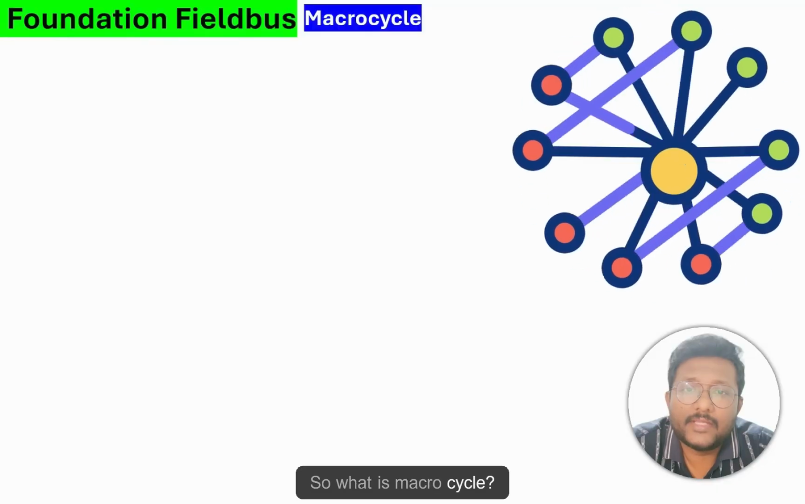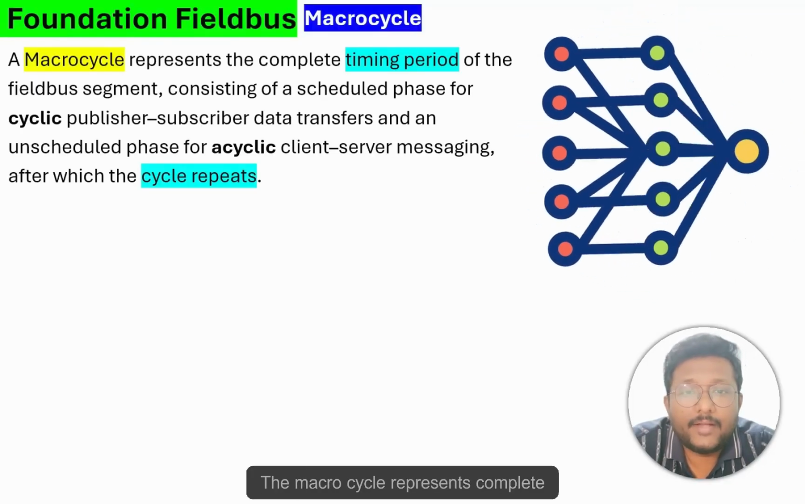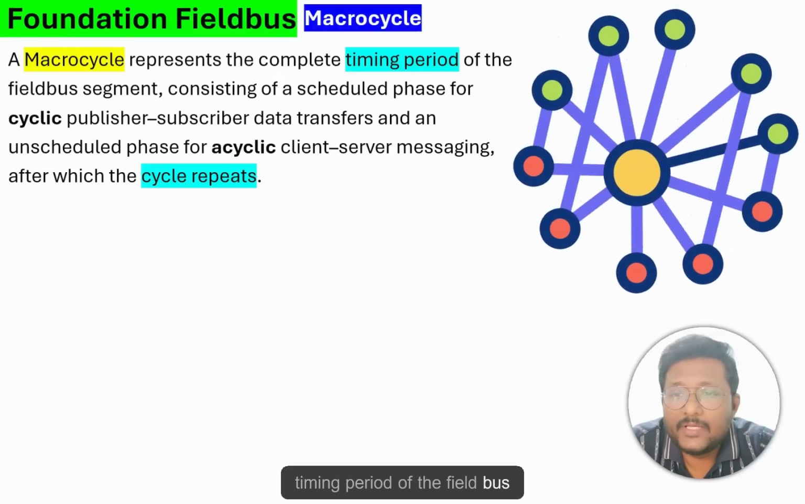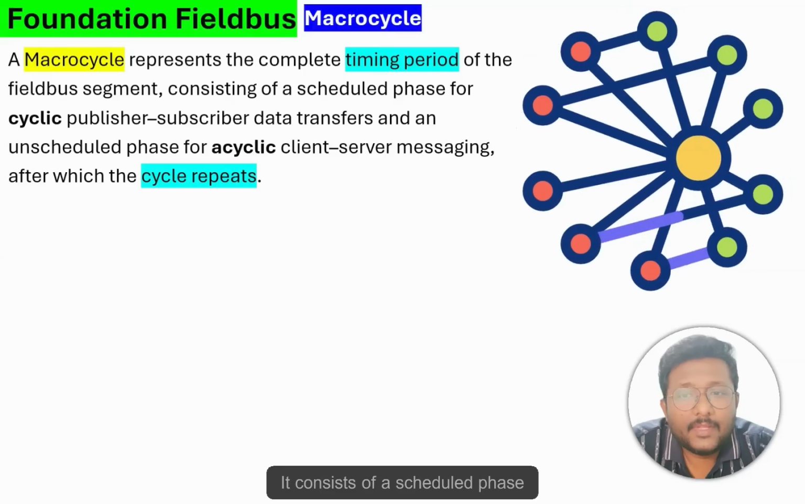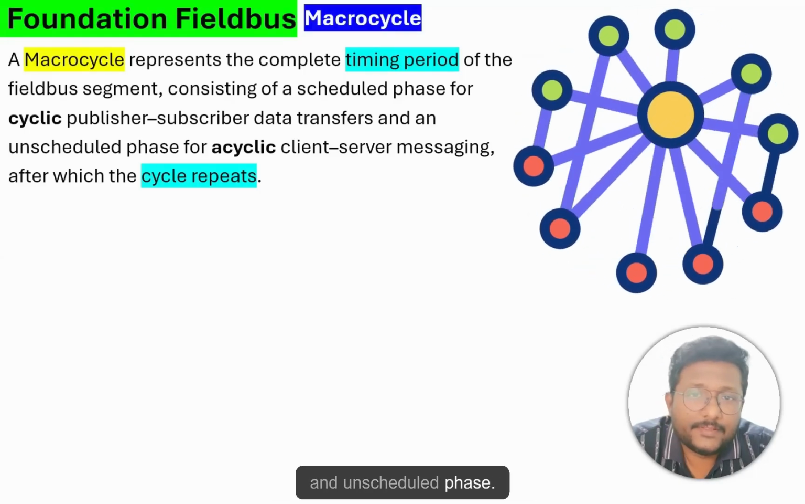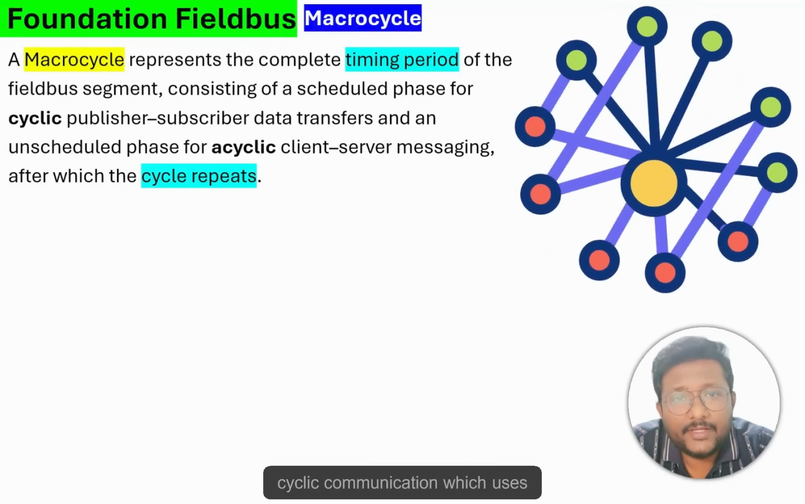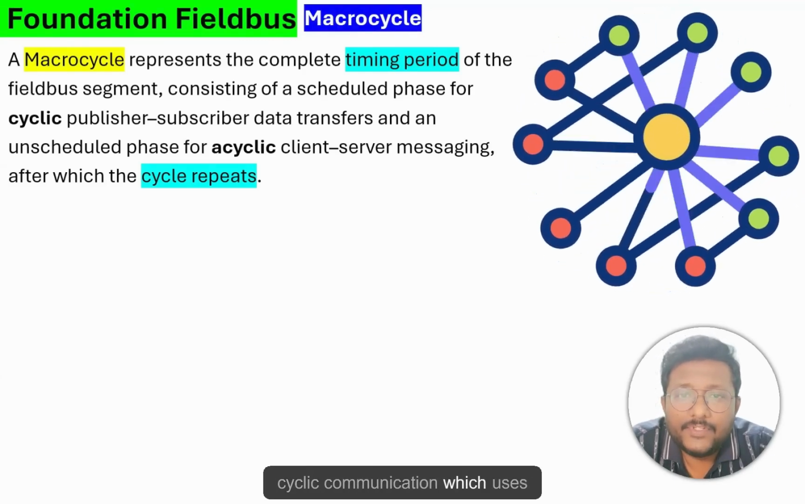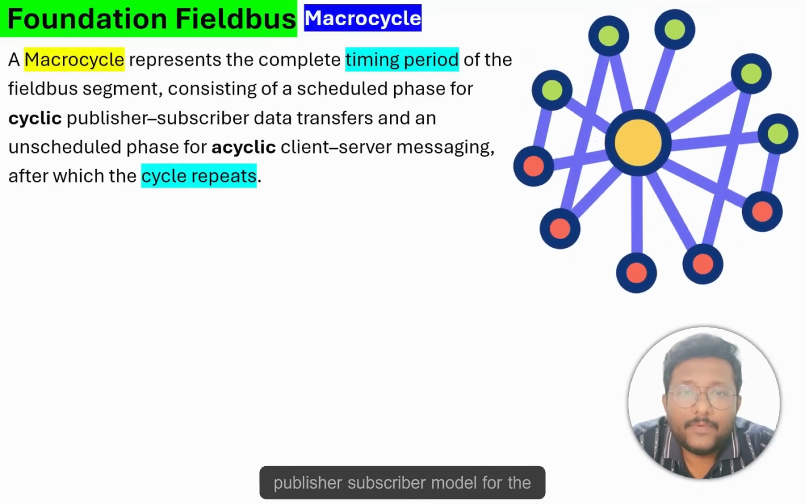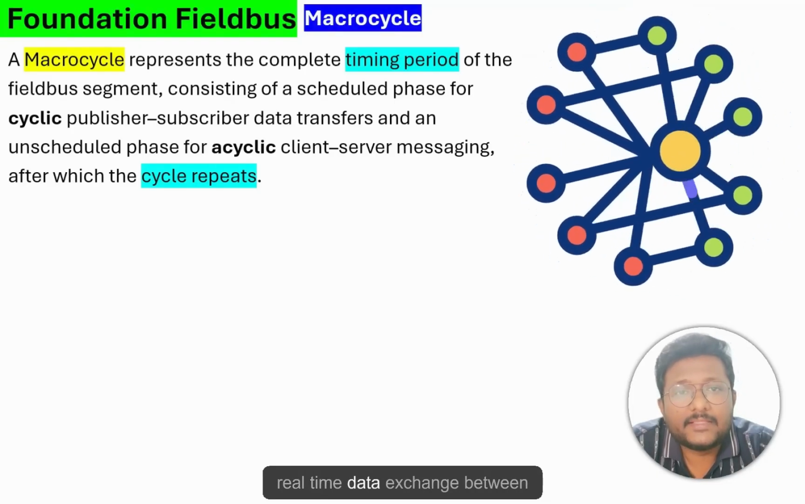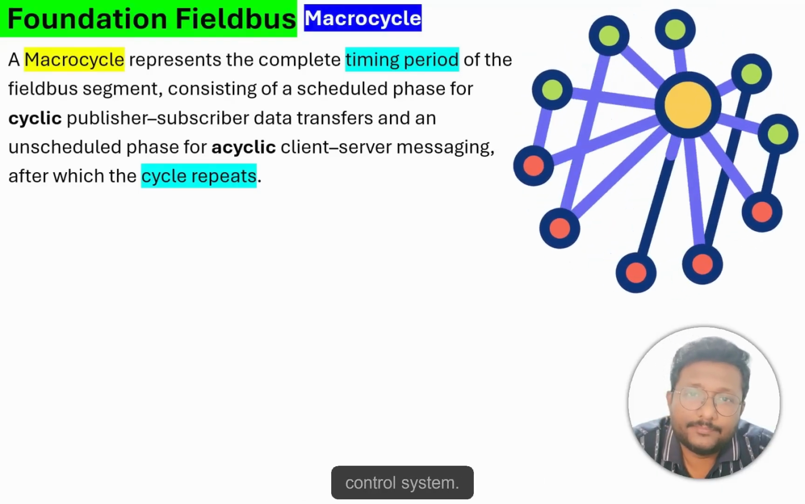So what is macrocycle? The macrocycle represents the complete timing period of the Fieldbus segment. It consists of a scheduled phase and an unscheduled phase. The scheduled phase is assigned for cyclic communication, which uses the publisher-subscriber model for real-time data exchange between field instruments and the control system.